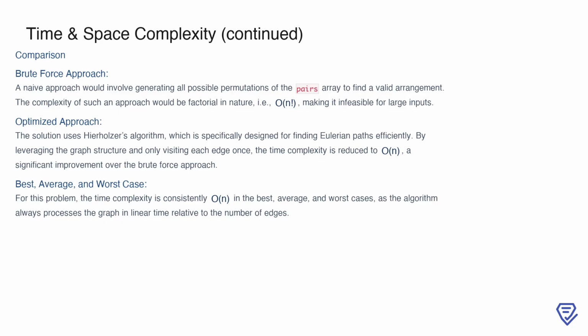In contrast, the current solution leverages Hierholzer's algorithm, designed specifically for efficiently finding Eulerian paths. By visiting each edge just once, the time complexity is reduced to O(n), which is a dramatic improvement. Importantly, this O(n) complexity holds true for the best, average, and worst cases, as the algorithm always processes the graph in a linear number of steps relative to the edges.